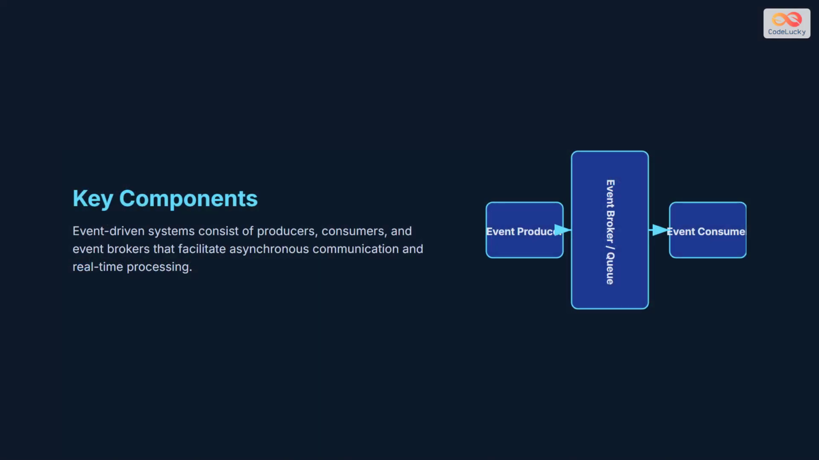Event-driven systems consist of producers, consumers, and event brokers that facilitate asynchronous communication and real-time processing. An event producer generates the events. The event broker or queue receives and routes these events. And finally, the event consumer processes these events.